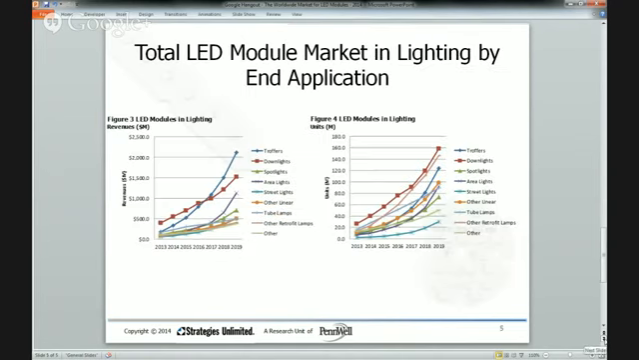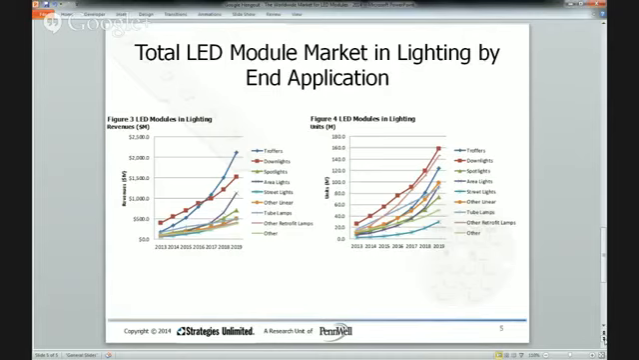Once we look at the total number of shipments of lamps and luminaires and the penetration of modules, then we come up with our LED module market in lighting by end application. The graph on the left shows the revenue forecast by end application, and on the right is the unit shipment forecast for modules by these different end applications. Because downlights have the highest penetration, we anticipate that globally they will see the highest unit shipments, and in terms of revenues, they will also lead until about 2016, 2017, when troffers will take over in revenue terms.